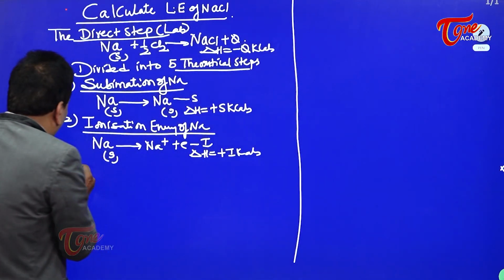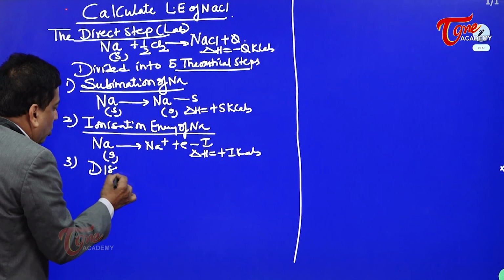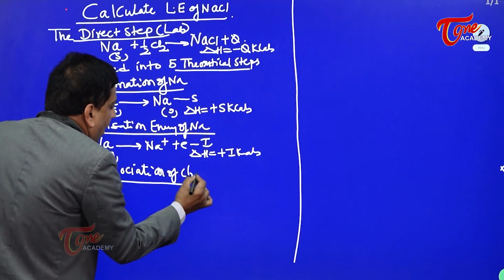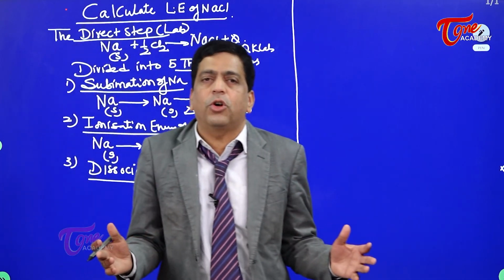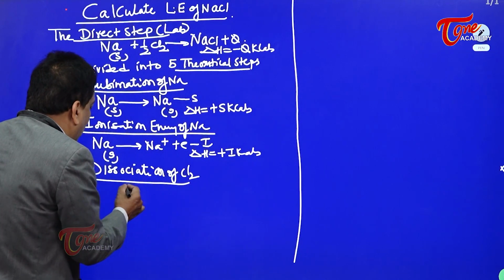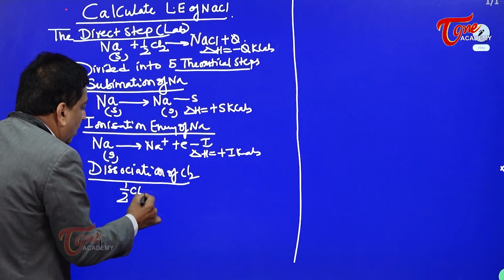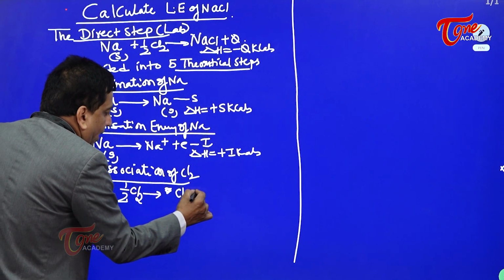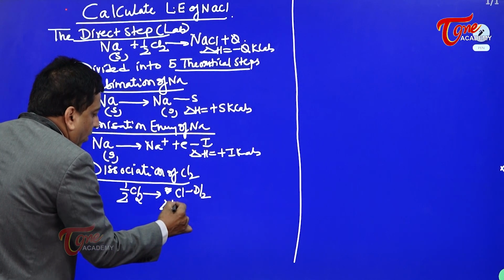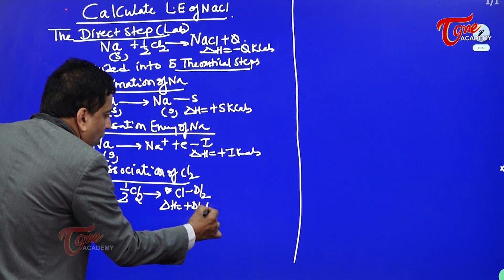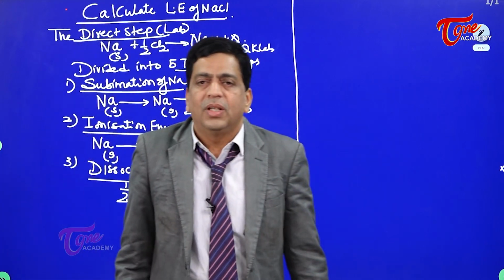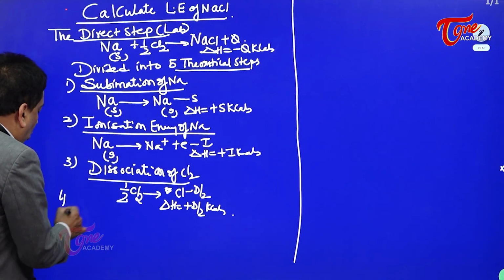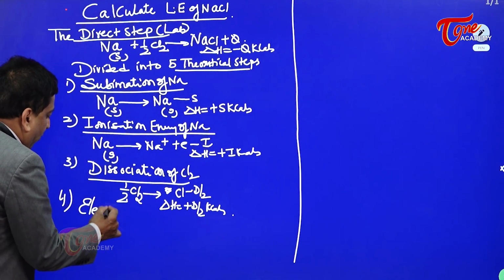And step 3 is basically dissociation of chlorine molecule. In fact, we require only half a molecule of chlorine, not a full one. So I take half a chlorine molecule and divide it into 1 chlorine atom. For that I require D by 2, and if I write it outside, it is plus D by 2 kilocalories. That's step 3.